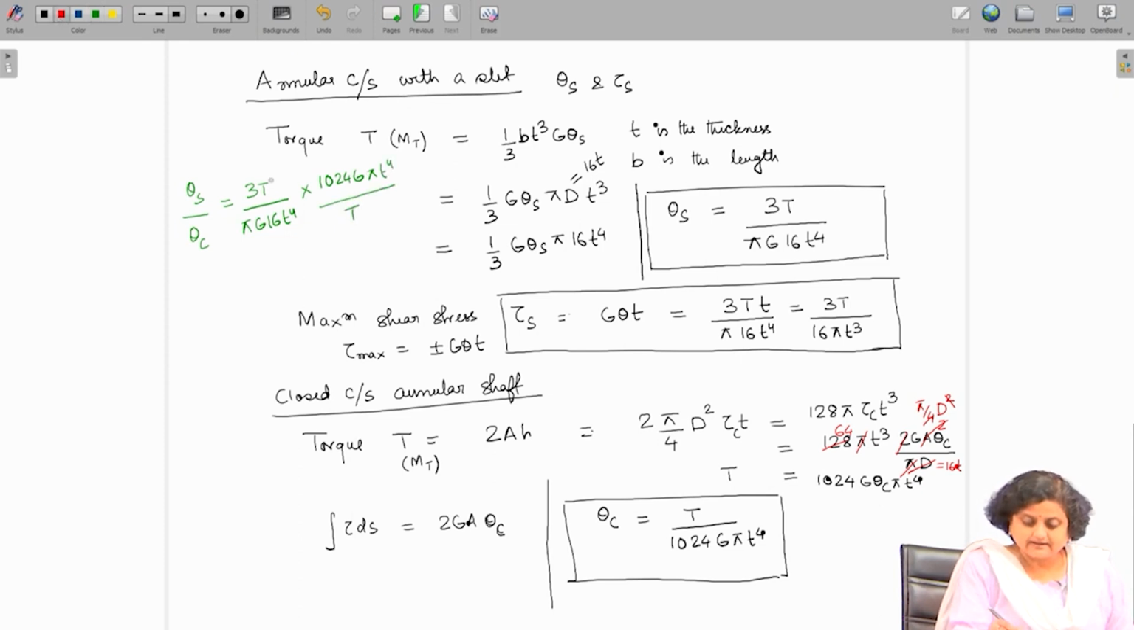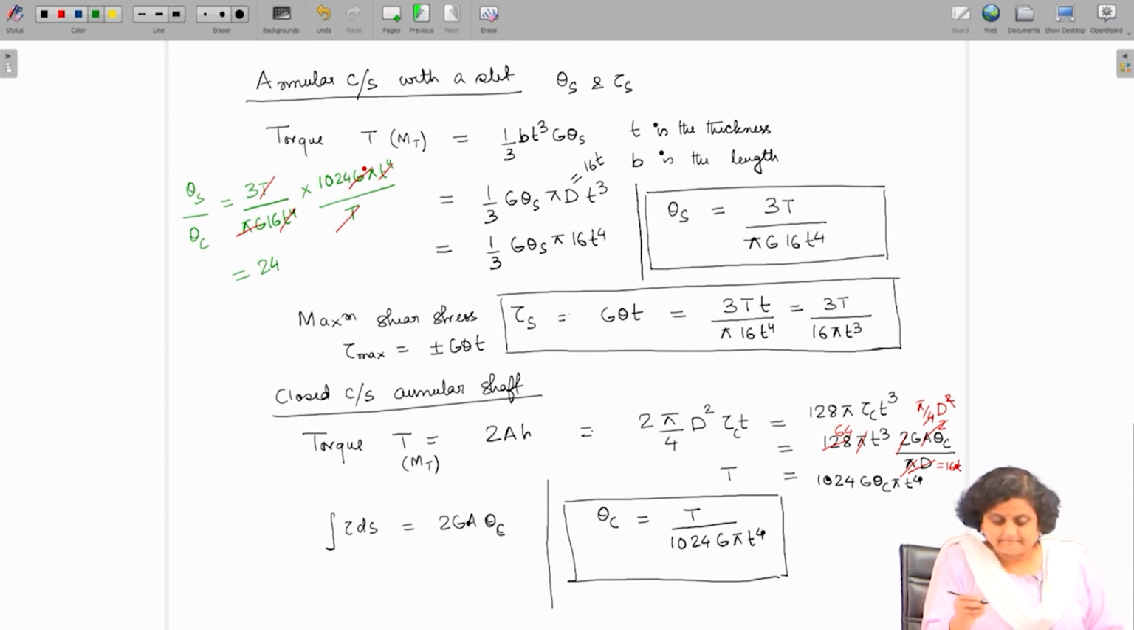Now, if we cancel out and simplify this, so we will get this answer as 24. So, therefore, theta s by theta c is going to be 24. That is the answer 1.